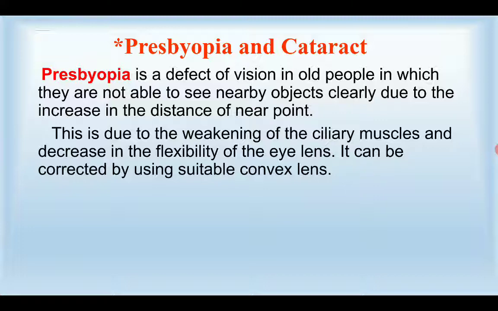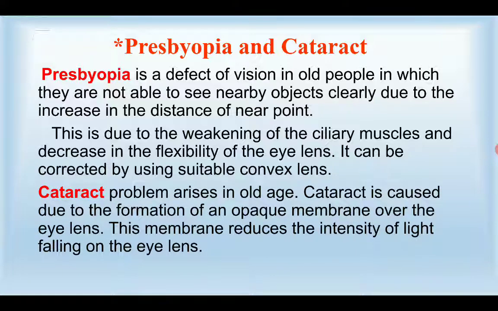After presbyopia, next is cataract. Cataract is a problem that arises in old age again, and this is caused due to the formation of an opaque membrane over the eye lens. This membrane reduces the intensity of light falling on the eye lens. So the eye lens becomes milky and is not transparent. In that case it is not able to form the image at the retina properly.